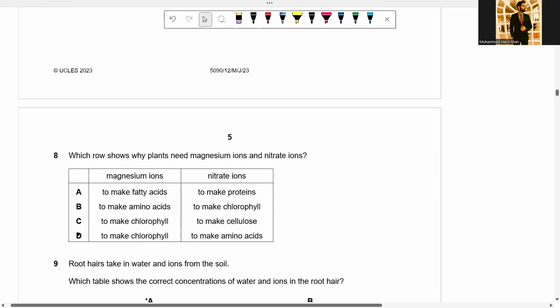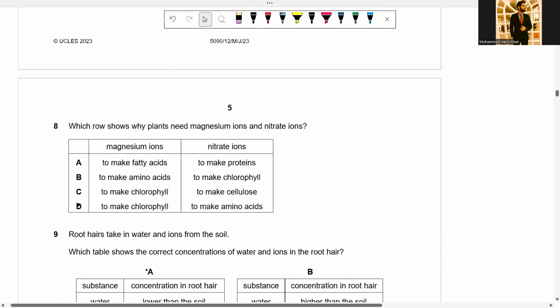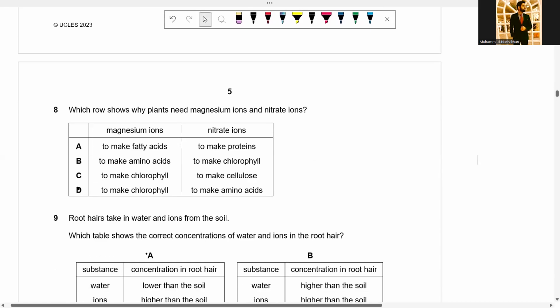Question number 8. Which row shows why plants need magnesium ions and nitrate ions? The answer is option D. Magnesium ions help in the formation of chlorophyll, and nitrate ions help in the formation of amino acids.